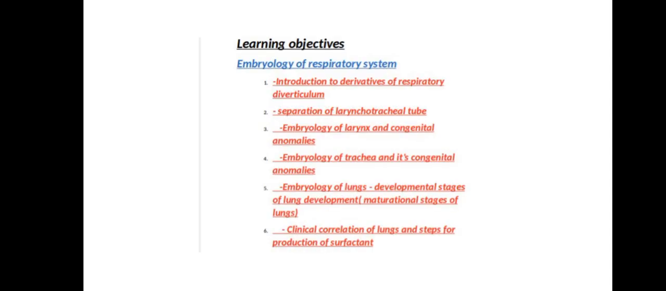So the first objective is the introduction to derivatives of respiratory diverticulum. The second one is the separation of the laryngotracheal tube by the tracheoesophageal septum. The third one is the embryology of the larynx and the congenital anomalies. Then the embryology of the trachea and its congenital anomalies. We also have the embryology of the lungs, including the 4-5 stages of lung development. And then finally, we have the clinical correlation of the lungs and the steps for production of surfactant.